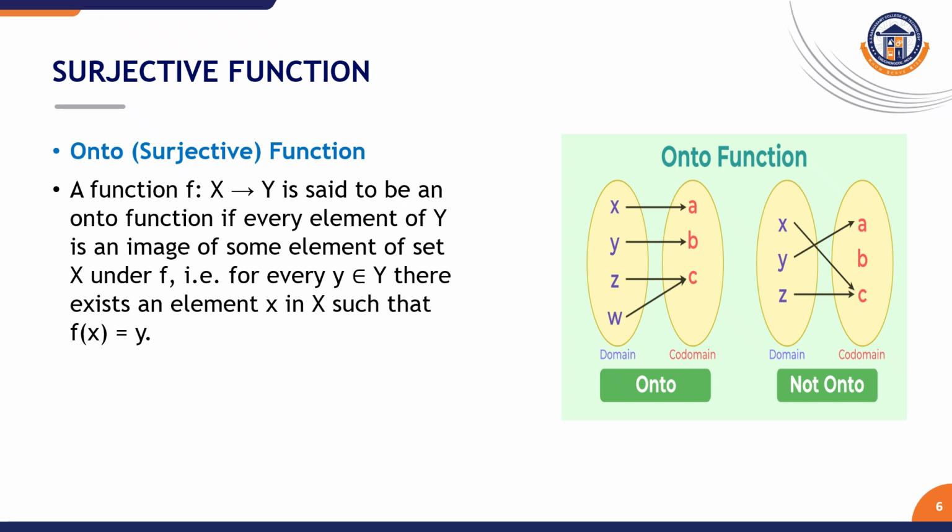I can say that each element of the codomain has a pre-image in X. A has a pre-image, B has a pre-image, C has a pre-image. So it is an onto function. But let us see this example. The element B, which is available in the codomain, does not have a pre-image. So it is not an onto function.